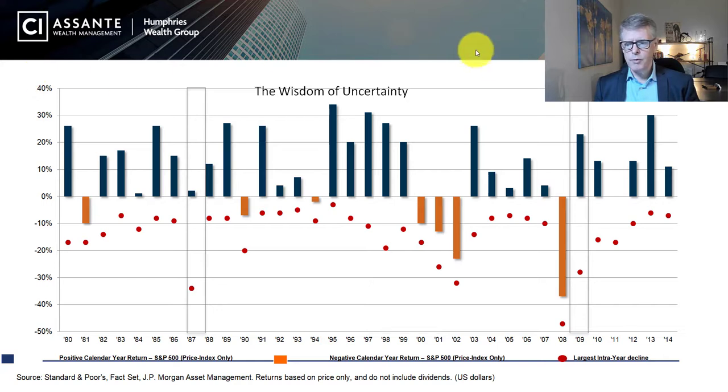Now, we do have 1 year here that was particularly difficult. That's 2008. And the market was down very significantly in that year. And it finished in negative territory, obviously.